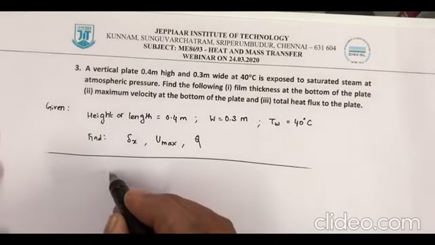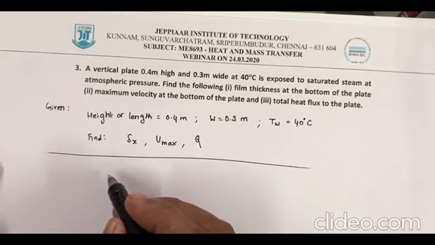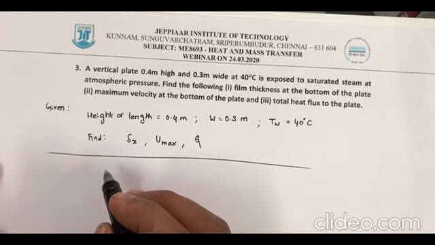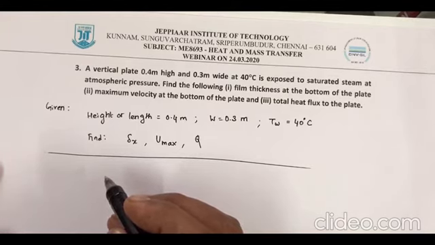The problem states a plate is being exposed to a saturated steam which is at a temperature of 40 degrees Celsius. So it means that steam is going to condense on this plate. You have to know that steam is at a much higher temperature than the plate. So the steam is going to get condensed over the plate.